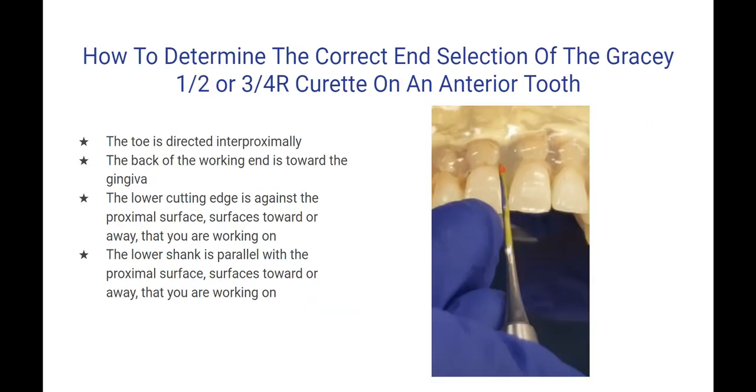How to determine the correct end selection of the Gracey 1-2 or 3-4R curette on an anterior tooth. The toe is directed interproximally. The back of the working end is towards the gingiva. The lower cutting edge is against the proximal surface, surfaces toward or away, that you are working on. The lower shank is parallel with the proximal surface, surfaces toward or away, that you are working on.